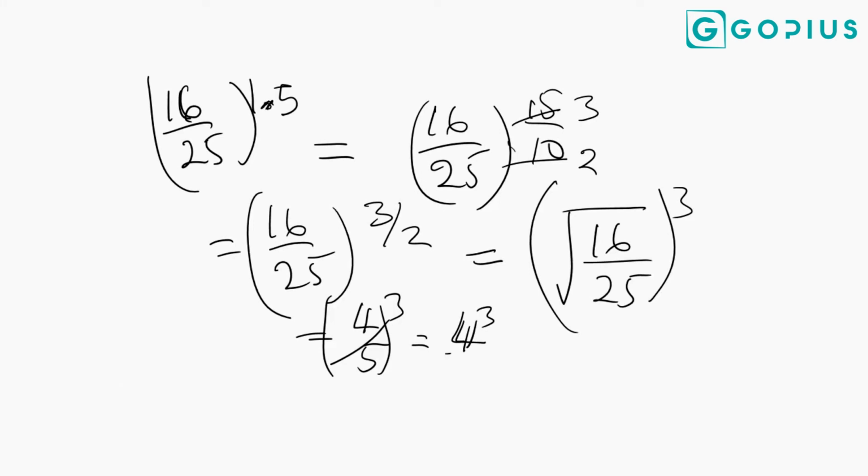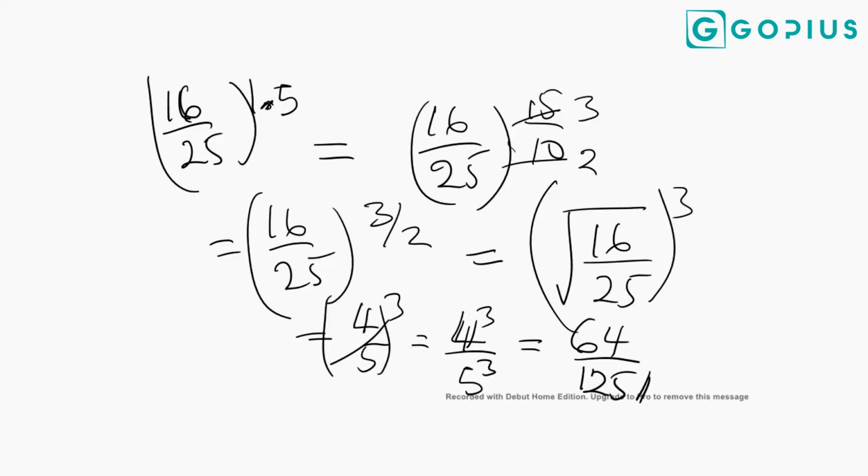The power affects both numerator and denominator. 4 cubed divided by 5 cubed. 4 cubed means we multiply 4 three times, 4 times 4 times 4. That will give us 64. Divided by 5 cubed, which means we multiply 5 three times. 5 times 5 is 25, times another 5 is 125. So we have 64 divided by 125.